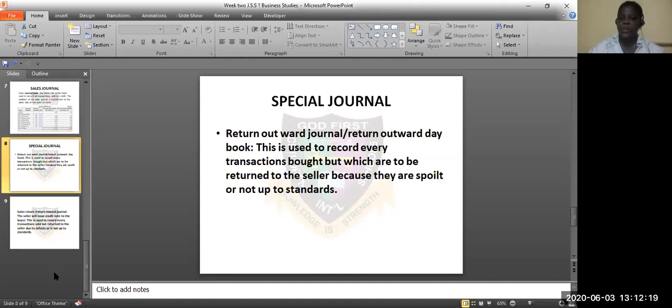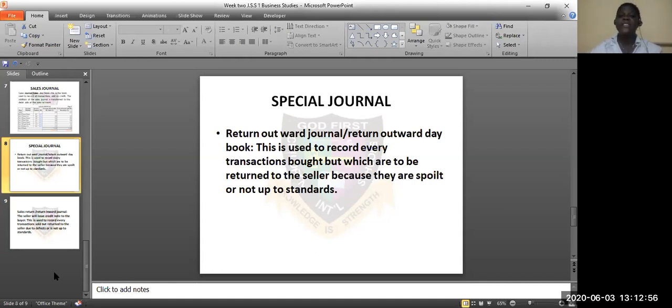I hope you are following what I'm trying to explain to you. Let me take that again because it is usually confusing. Return outward journal is a special journal that is used by the buyer. When a buyer goes to a seller to purchase goods on credit, the fact that you are purchasing on credit does not mean that once the goods are spoiled, or once the goods are not up to standard, you have to keep them to yourself. You will return them to the seller.